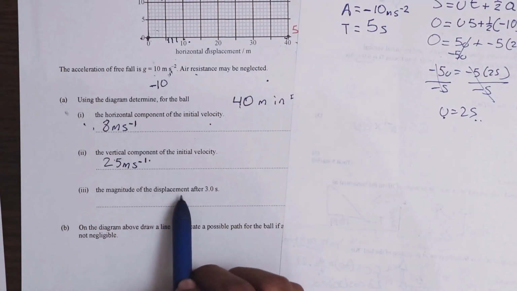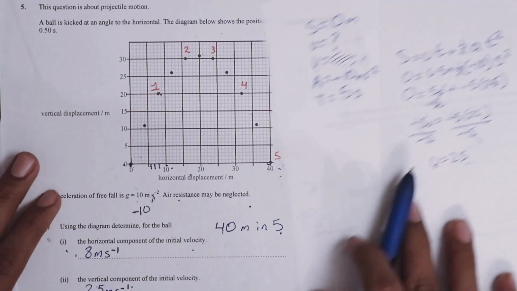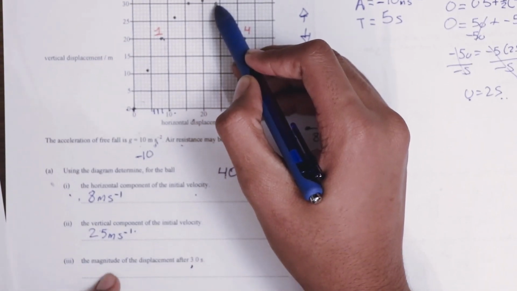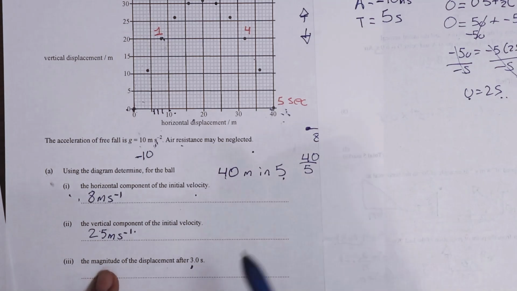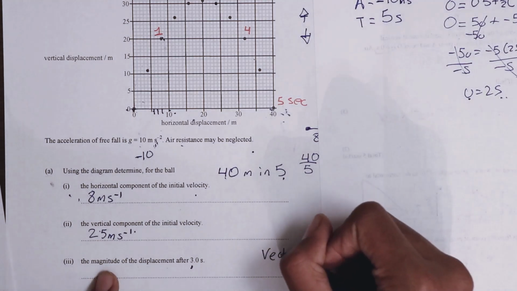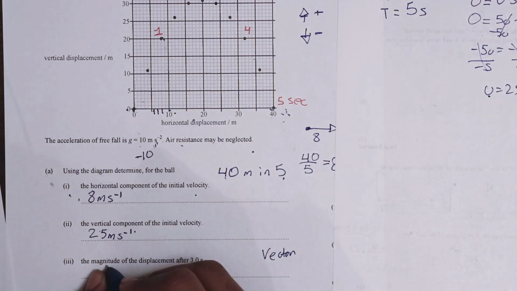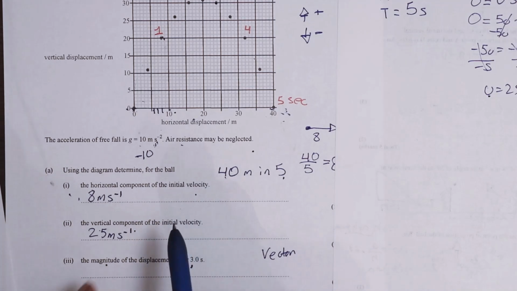The magnitude of the displacement after 3 seconds. Interesting. So, after 3 seconds, that's right here. So we're trying to find the magnitude of the displacement. Remember how Mr. Tefetna was talking about vectors? Vectors have two parts, the magnitude, what this is, and the angle. So the magnitude is basically like the length, the meters, the distance.